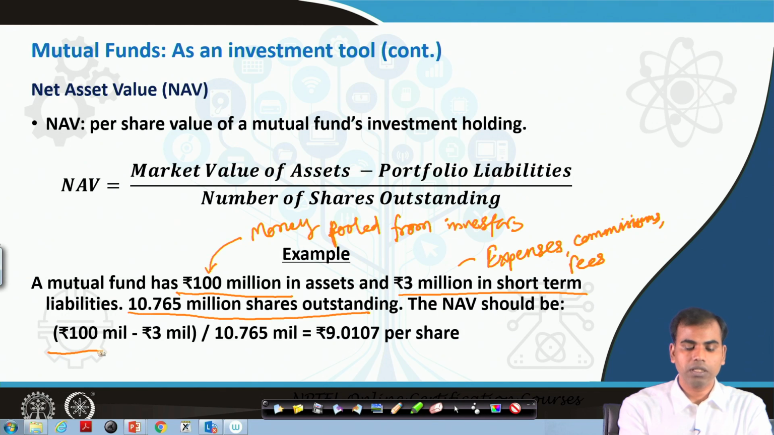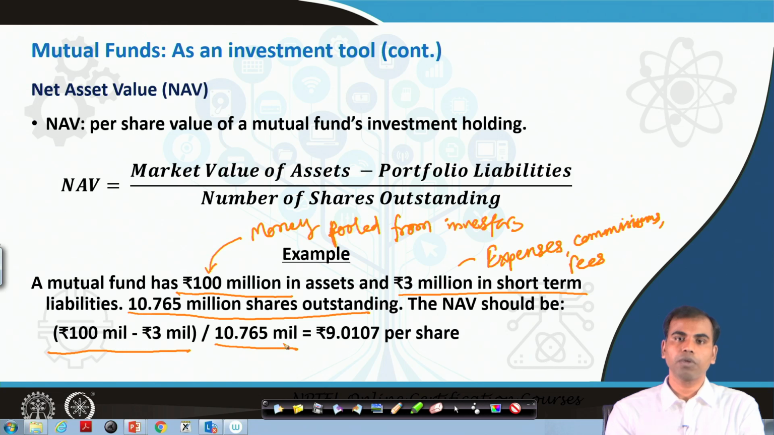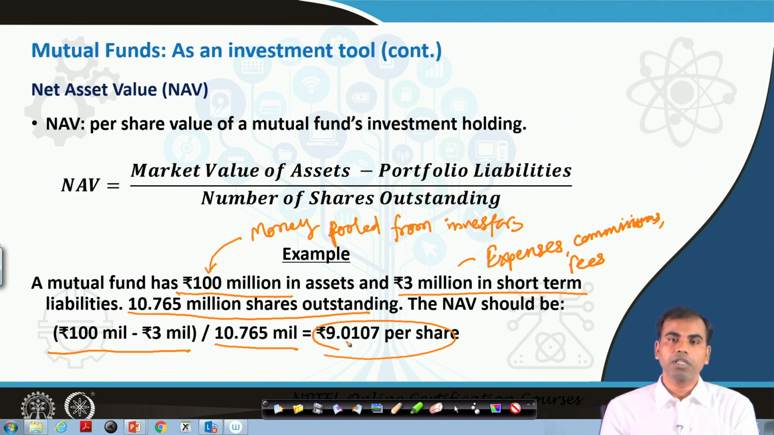So, we subtract this liability from the asset, which gives us 97 million, divided by the number of units outstanding as on date. This gives the net asset value of this mutual fund that we are talking about. NAV is an important factor while taking decisions to invest in mutual funds. If you are considering a mutual fund as a possible investment, you should always compare NAVs of different mutual funds, so that you make a better decision in terms of the value of the mutual fund that you are investing in.